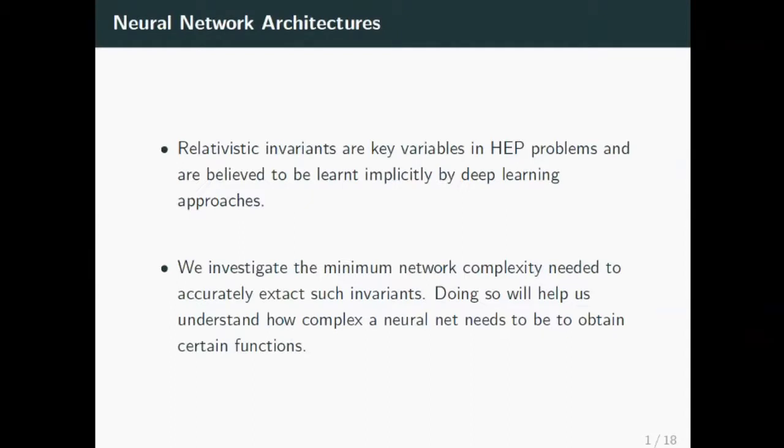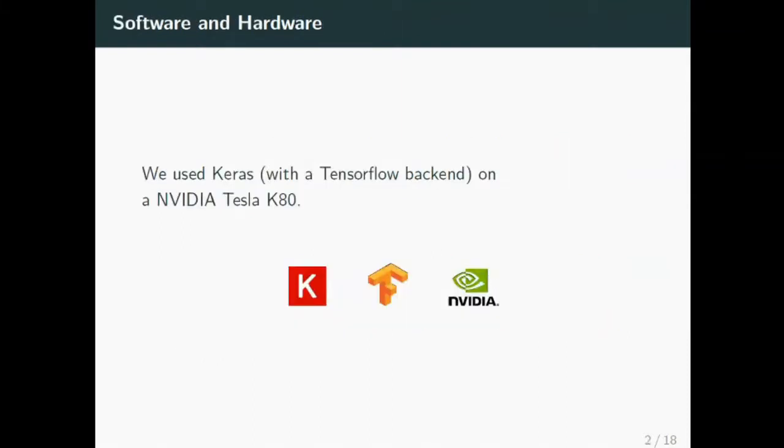So relativistic invariants are key variables in high energy physics, and we believe that they're learned implicitly by deep learning approaches. So what I tried to do is investigate the minimal network complexity needed to accurately extract these invariants. Hopefully doing so will help us understand how complex neural nets need to be in order to obtain certain functions. Before I get into that, I just want to mention that I use Keras as a backend.